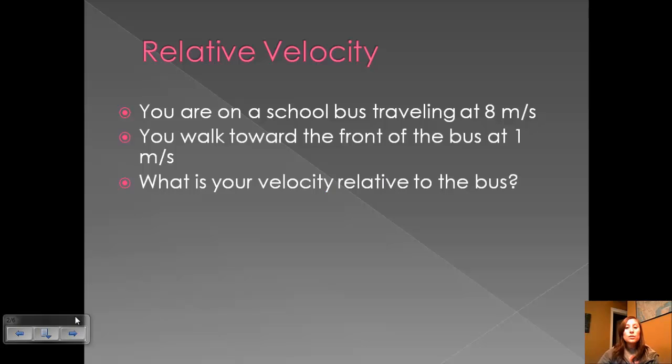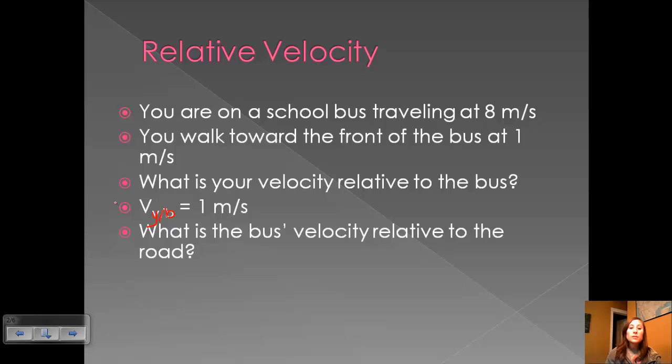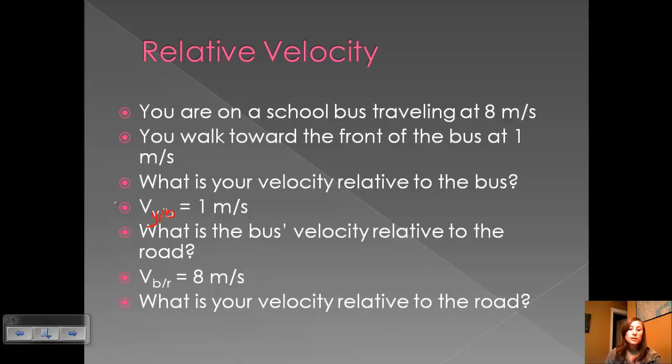So we want to know, what is your velocity relative to the bus? Okay, well, your velocity relative to the bus, so this is u to the bus, is 1 meter per second, right? Because you're walking towards the front of the bus at 1 meter per second. And the bus's velocity relative to the road is equal to 8 meters per second. And so then we want to know, what is your velocity relative to the road? So u relative to the road.